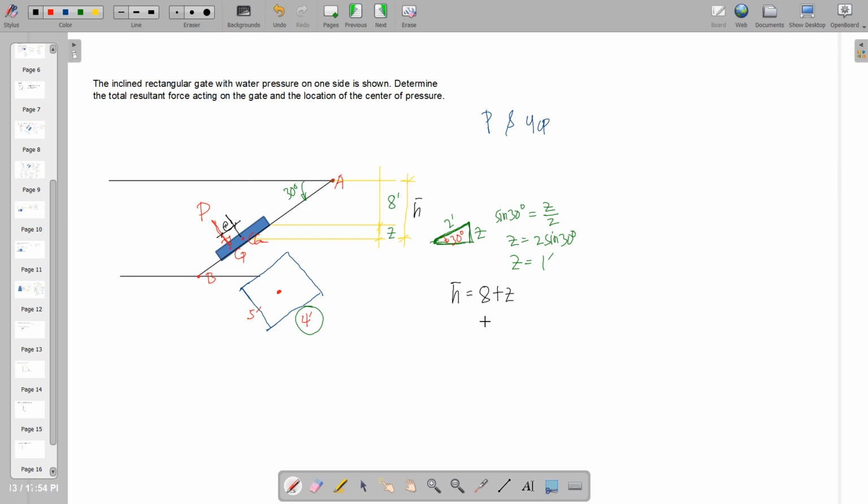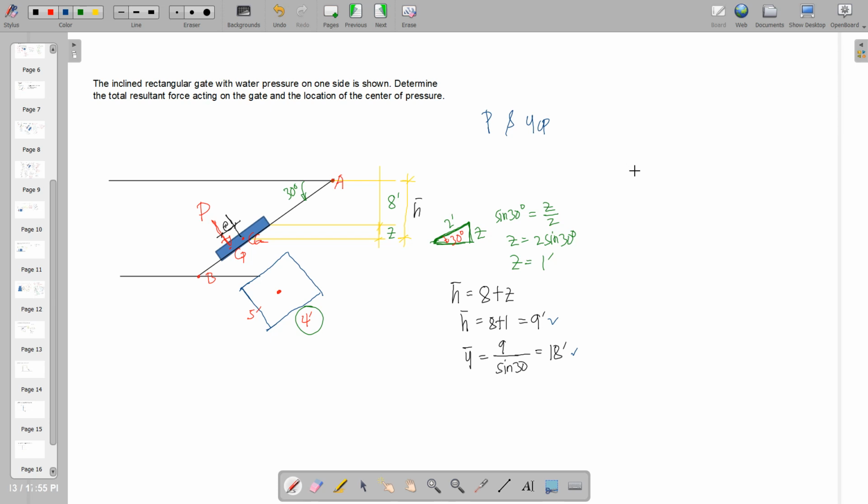Hence, h bar is equal to 8 plus z. And h bar is equal to 8 plus 1, and that will be equal to 9 feet. And then y bar obviously is the hypotenuse of your h bar. Hence, y bar will be equal to 9 all over sine 30. That is 18 feet. So, if we have calculated h bar and y bar, then there will be no problem.